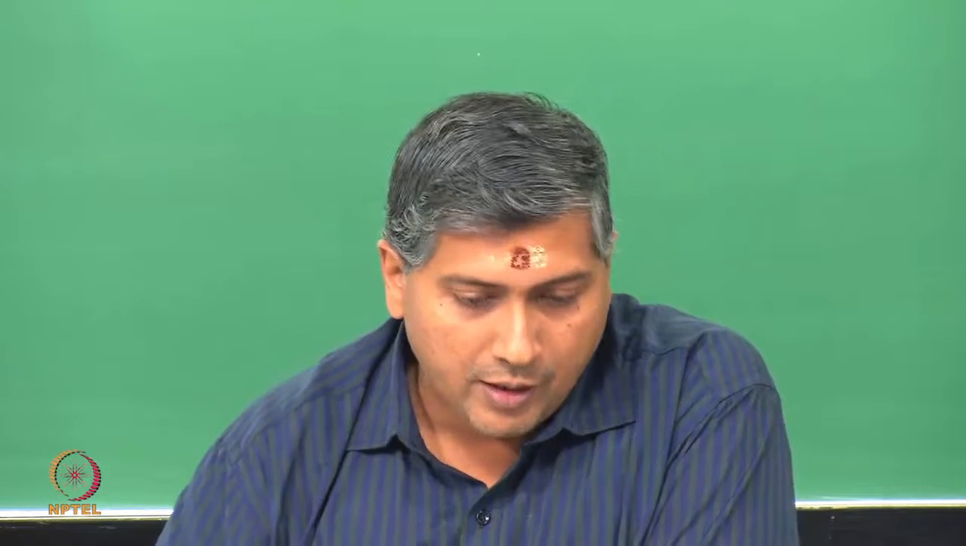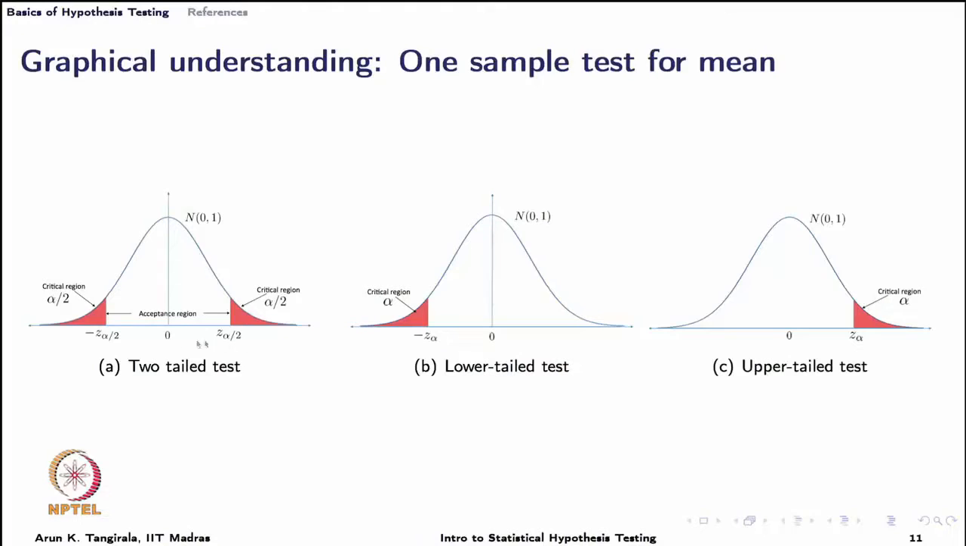Remember this, we have here z alpha by 2 and minus z alpha by 2. What are these? These are the critical values. How do you compute this? Well, we compute this with the help of the probability distribution tables that are given in a book, or a more modern way is to use software such as R to determine these so-called quantiles corresponding to the probability.